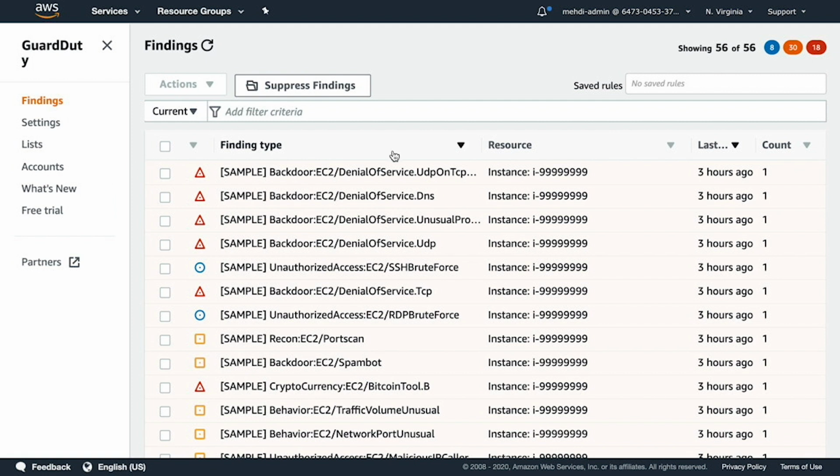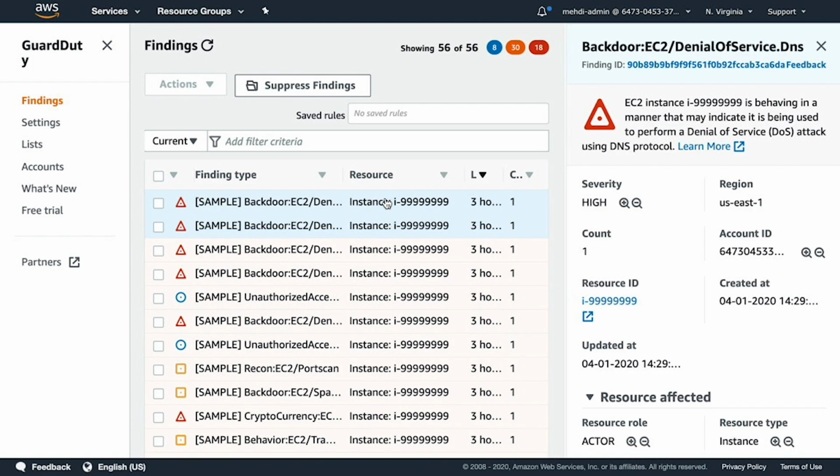Now I've gone ahead and generated some sample events. So these are all dummy events. Let's take a look at some of them. So the first one I'm going to look at is a denial of service attack.